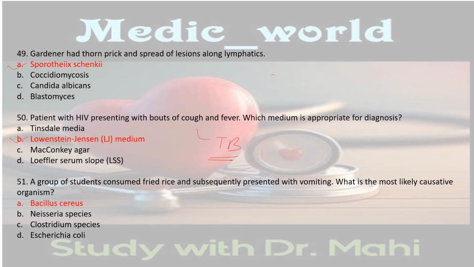that is LJ medium. Now the next question and the last question for this series is: a group of students consumed fried rice and subsequently presented with vomiting. What is the most likely causative organism? The answer is Bacillus cereus.